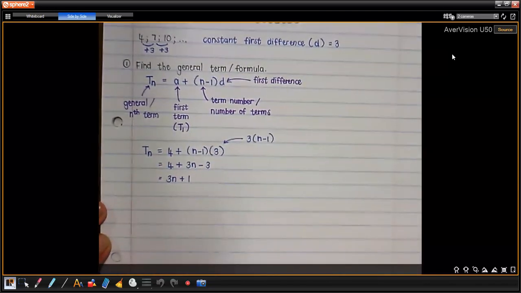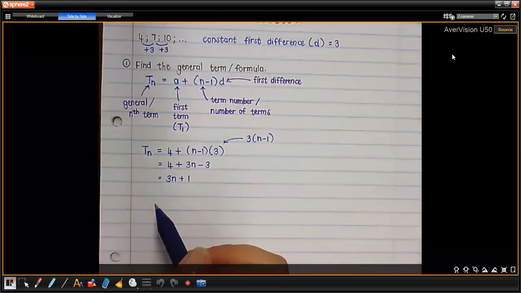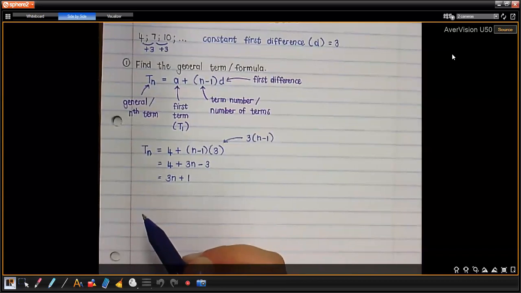You can write 3n plus 1, you can write 1 plus 3n, it doesn't matter. And that is the final answer. That is the general term, the general formula. We can now use this formula to find the value of any specific term in this number pattern.